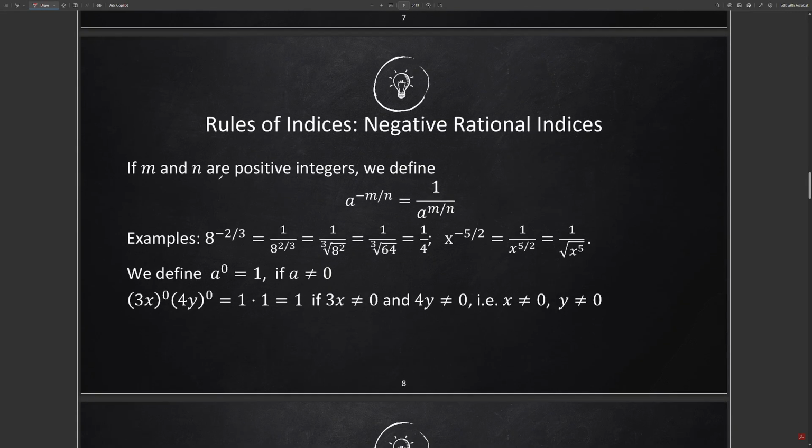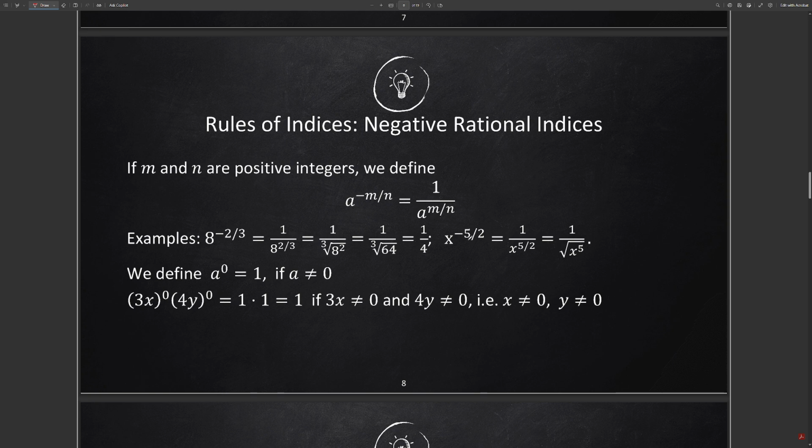More rules. If m and n are positive integers, we define a to the power of negative m upon n as equal to the reciprocal. So it's like the very first rule. The only difference is now that we have an m here, an extra number, right? Which makes it a little bit more tricky. But the rule is still the same, right? Look at this example here. The numerator, which is 2, goes inside, and the denominator here goes outside. And then we work this out. And in most cases, the number that we have given here will work out like a whole number, like 4, a natural number if you want to call it.